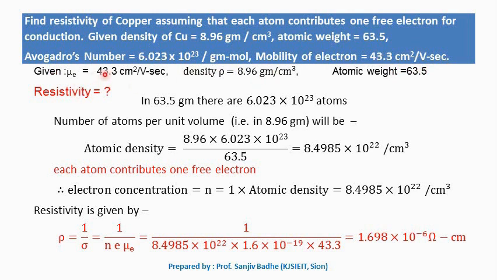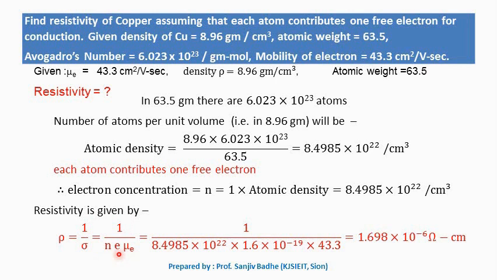So mobility of electrons is given to us. Density of copper is given as 8.96 grams per centimeter cube and atomic weight is given as 63.5. Now resistivity we are asked to find out. Find the resistivity of copper. So resistivity is given as 1 upon conductivity, that is equal to 1 upon N e mu E.